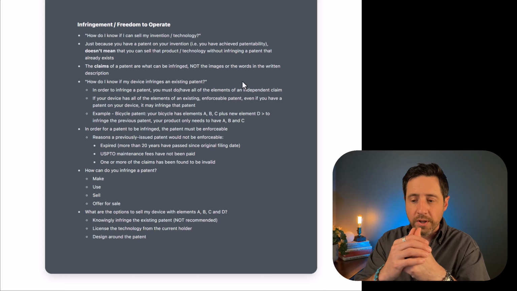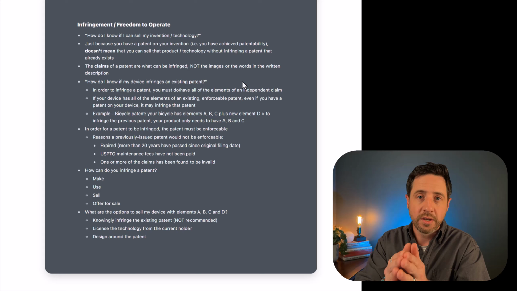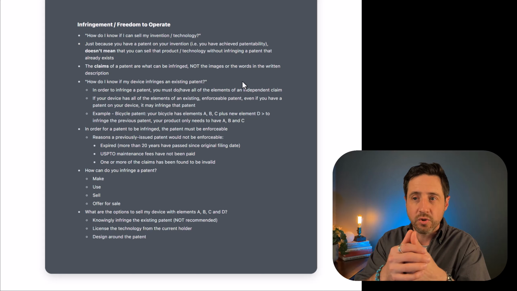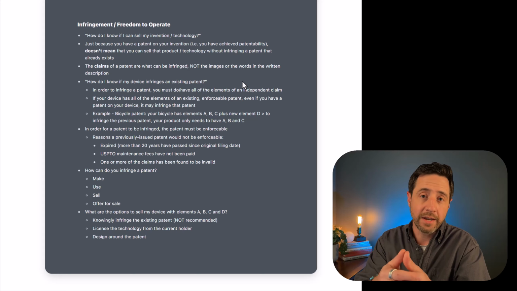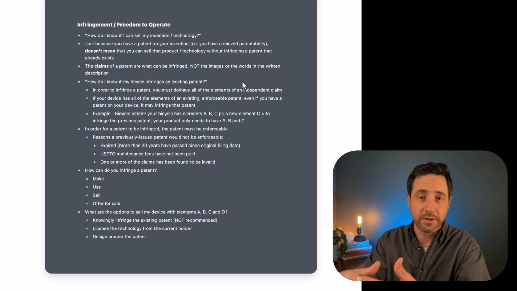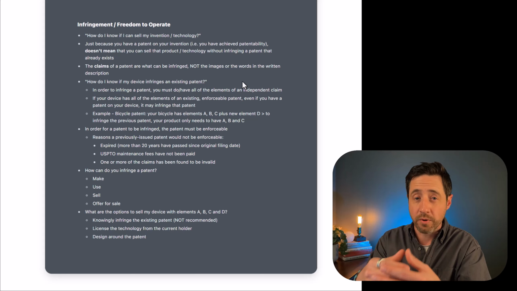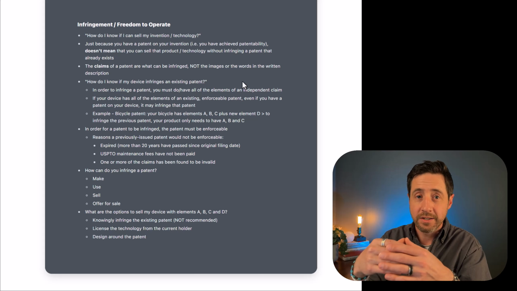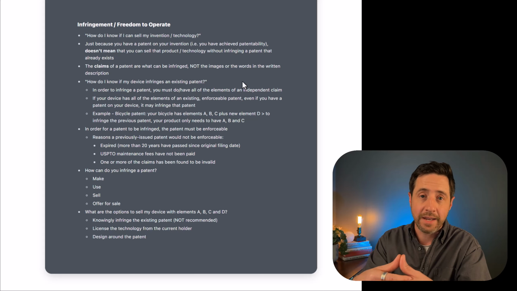And here is one of the most commonly misunderstood topics in patenting or in selling technology or products: just because you can get a patent, or you have a patent on your invention, does not mean that you can sell that invention or that product without infringing someone else's patent. I'm going to say that again because it's super important and it's widely misunderstood. Just because you have a patent on something doesn't mean that you can actually practice that patent or sell that invention without infringing someone else's patent. And let's talk about that.